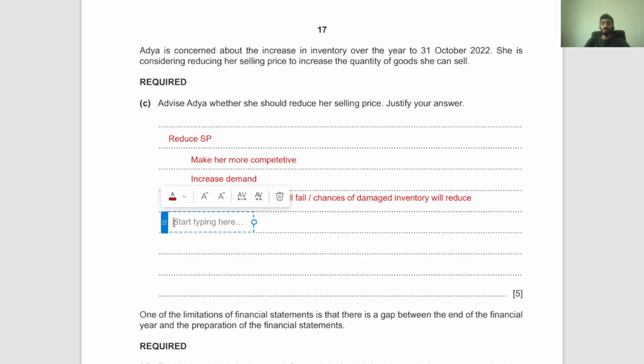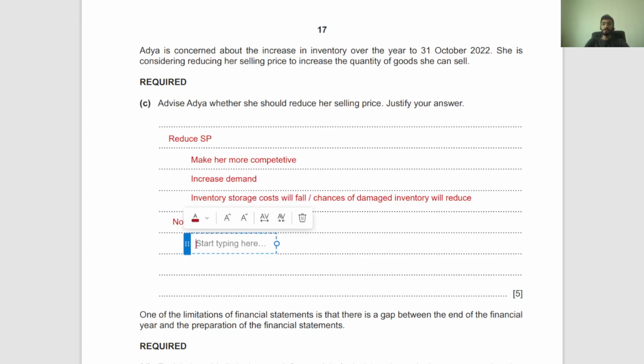Okay, points for not reducing selling price. What are the points? Well, she can try and focus on advertising her products instead, so to increase demand, rather than reducing prices. What else? What other reason she should not reduce selling price? Okay, one more reason.